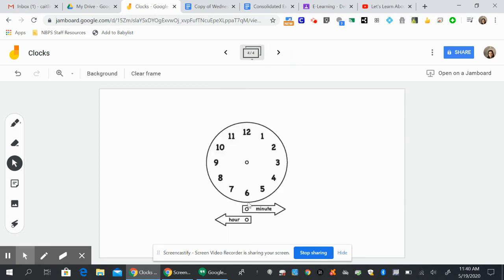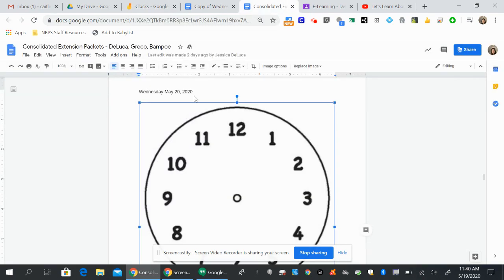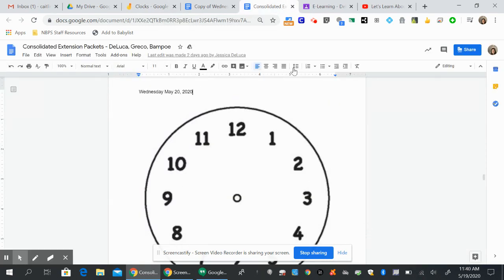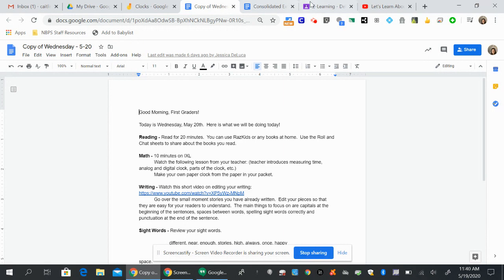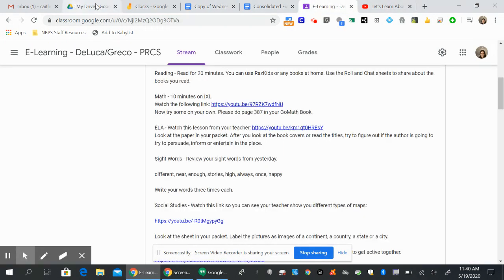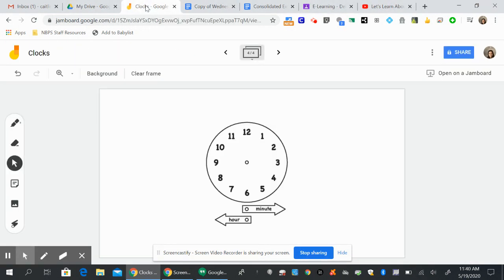So in your packet, you have something that looks like this. I think it's right here, Wednesday, May 20th. It's nice and big. Now, I know we did double-sided, but this is a really cool thing. You can make your own clock. So it has the analog clock 1 to 12. It has a minute hand and it has an hour hand.